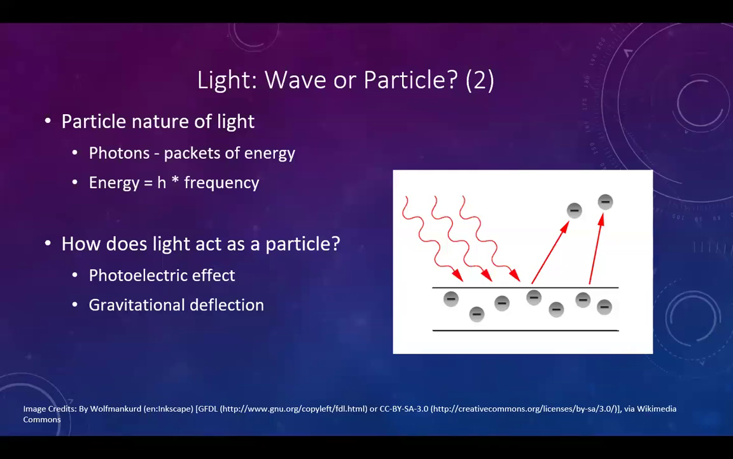But light also will sometimes act like a particle, because the universe is confusing. And so light appears to come in little lumps of energy called photons that are tied to the frequency. So the energy is Planck's constant, which you don't need to know, times the frequency. So the higher the frequency, the higher the energy of these little packets.